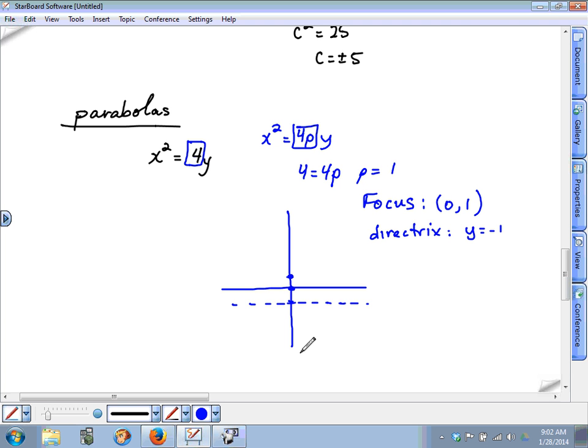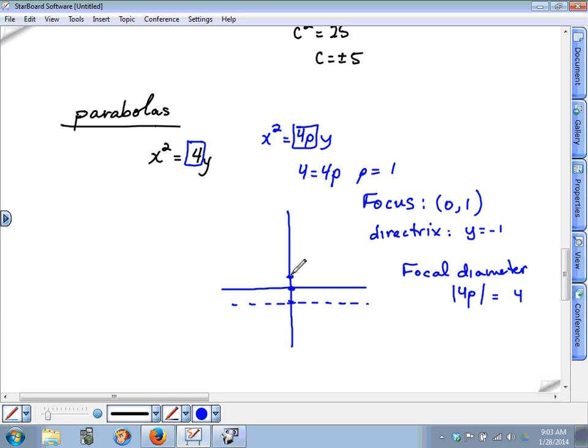Now, graphing this was much different than how we graphed a parabola back in Chapter 3. Rather than just plotting points, we had to use the latus rectum and the focal diameter. The focal diameter is the absolute value of 4p. But if p is 1, 1 times 4 is 4. So it's a length of 4. What that means is the latus rectum has a length of 4 units.